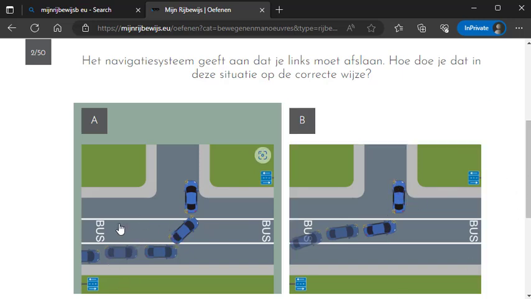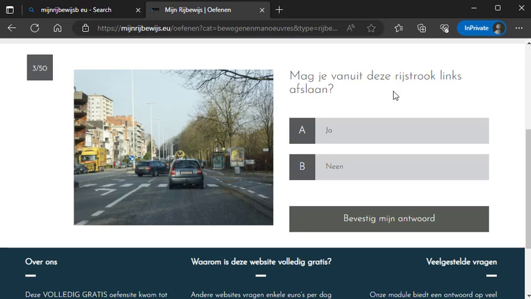So if you want to turn left, you just turn left here. You're not allowed to continue driving on the bus lane. That's also what the blue boards here show. If you pay close attention, they show that the middle lane is a reserved bus lane. So the answer is A. It says here, are you allowed to turn left from this lane? The answer is no. If you want to turn left, you have to first select your lane, move to the left, and then only turn left.